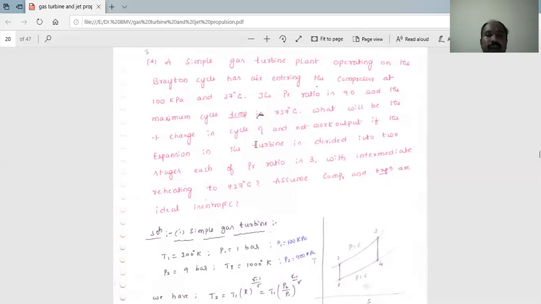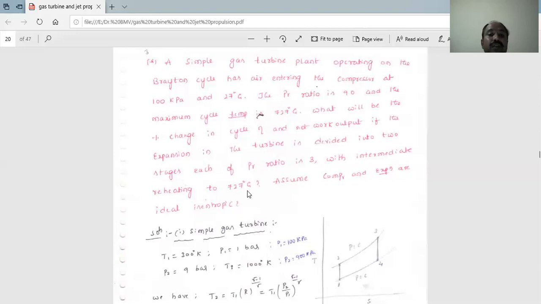Then what will be the percentage change in cycle efficiency and net work output if the expansion in the turbine is divided into two stages, each of pressure ratio 3? Each pressure ratio is 3. This is a very, very important thing; this ratio we take into account while solving the problem, with intermediate reheating to 727 degrees centigrade. This is the reheating of gas turbine problem.